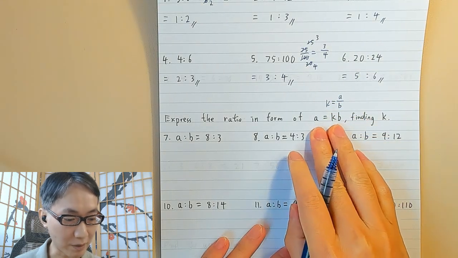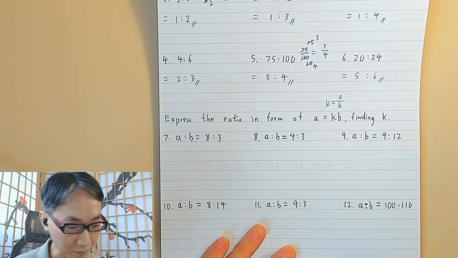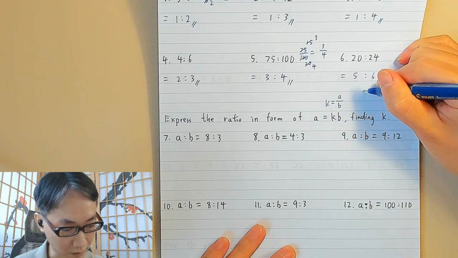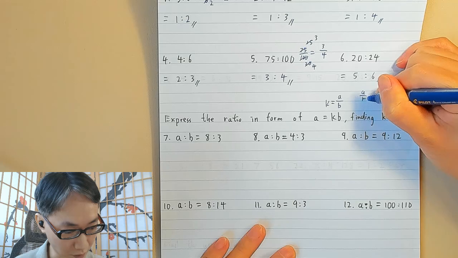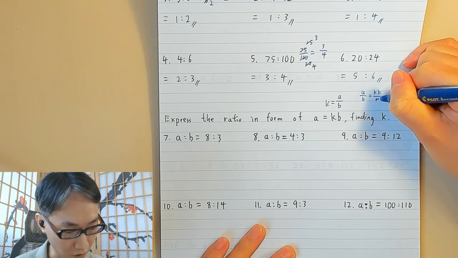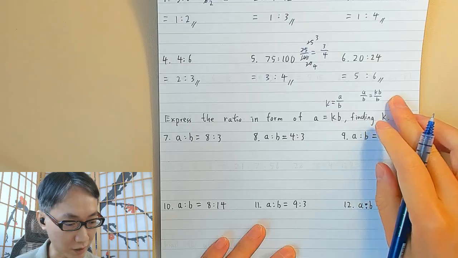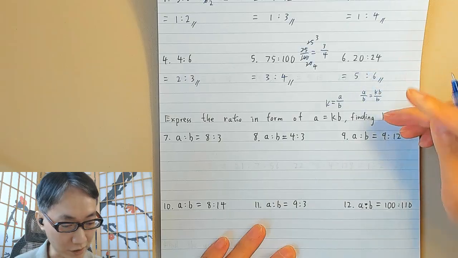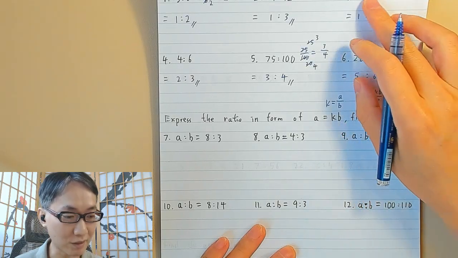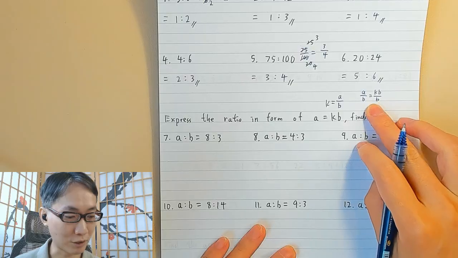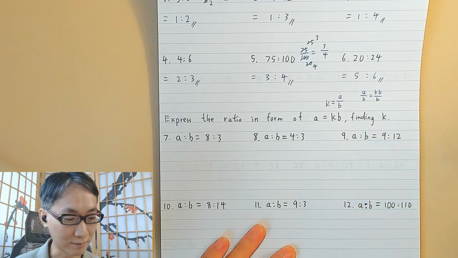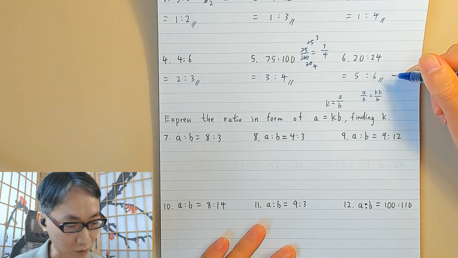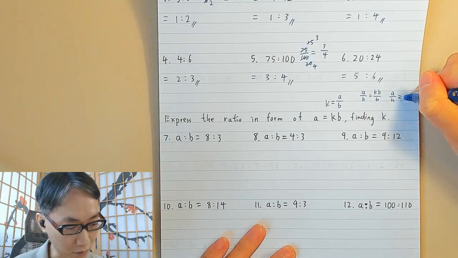Just divide both sides by B. So it's like this. A over B equals to KB over B, dividing both sides by B. This is the equation, so I can do this as long as B is not 0. Oh, this is also why, by the way, we don't see 0 in ratios, because it cannot be in the denominator in a fraction. So then these B's are cancelled. So we have A over B equals to K.